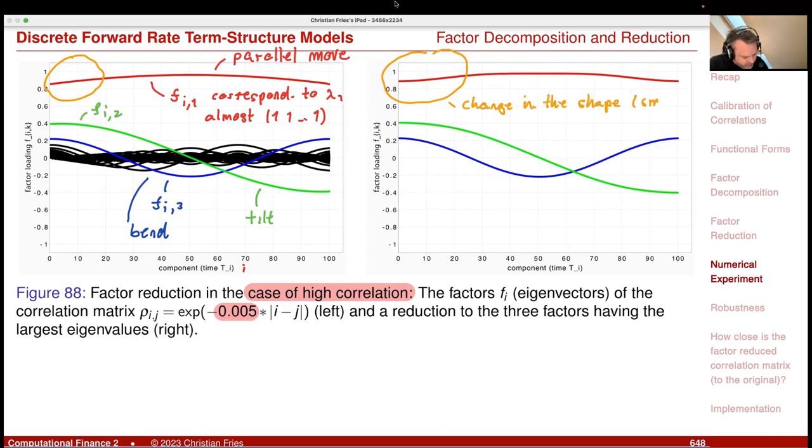But it is small. Well, this change in the shape, where does it come from? Okay, I just throw away the other guys. But I also do the renormalization. So I have the condition that this guy squared plus this guy squared plus this guy squared should be equal to 1.